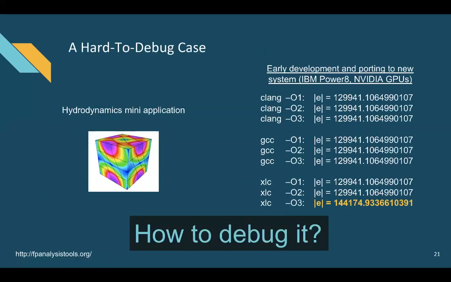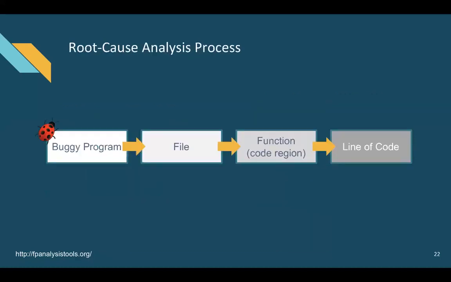Okay, so I want to bring back this case again. The question here is, how do we debug this? How do we find where the problem is here? The root cause analysis process that we follow was that, given a buggy program, first we want to identify the file or files that are involved in this issue. Then within this file, we want to identify the function that could be causing the problem, and within this function, the lines of code that are possibly involved in the problem.